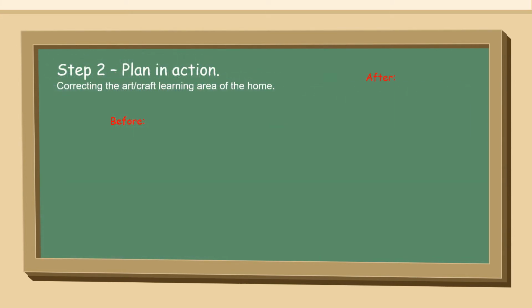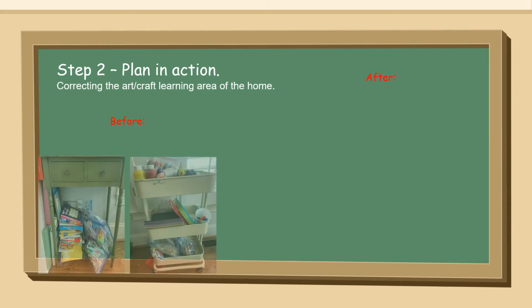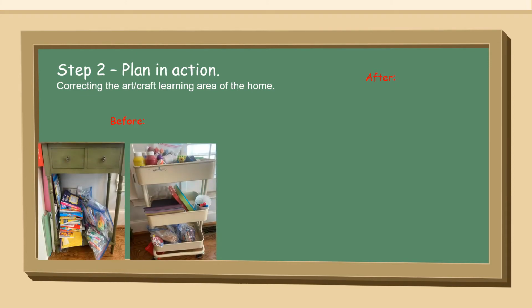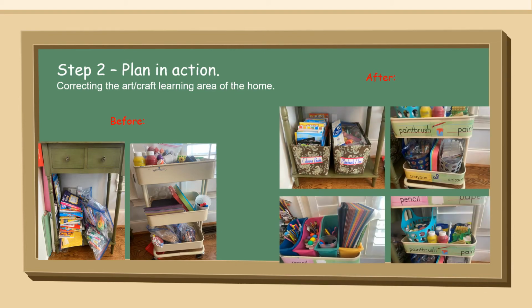Step 2, plan and action. Correcting the art and craft learning area of the home. So before, we have the coloring books, the Play-Dohs, and the markers all cluttered in the learning area. In the art area, we have paint, construction paper, and all paint utensils and supplies, just all cluttered in the home. And here's the after.